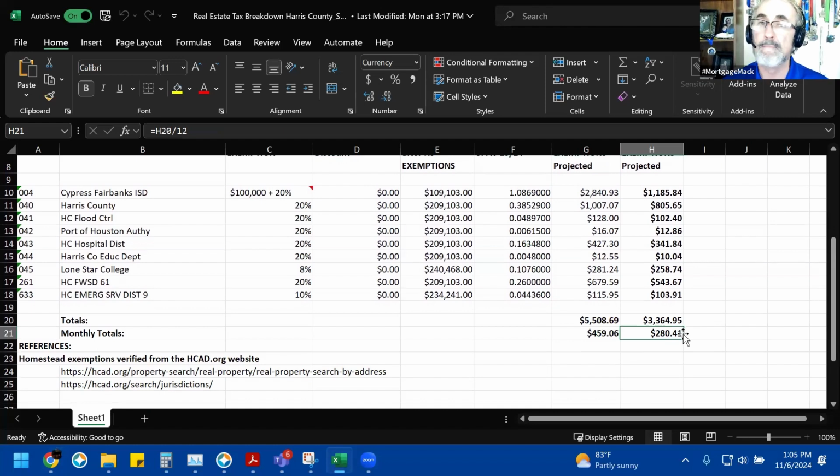$280 a month. Big difference. It can make a big difference in whether or not your buyer is willing to buy this individual property, and can make a big difference as it relates to qualifying for this property.